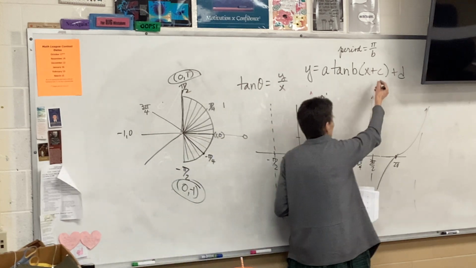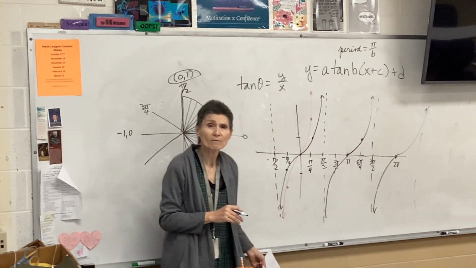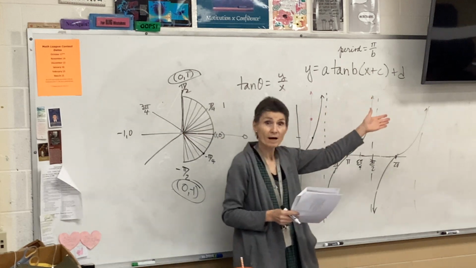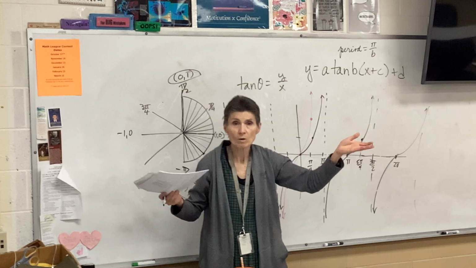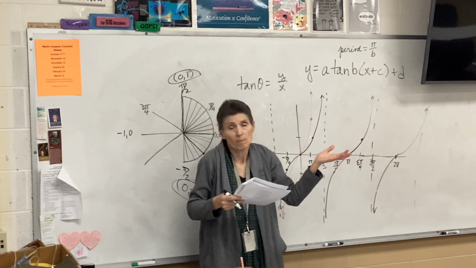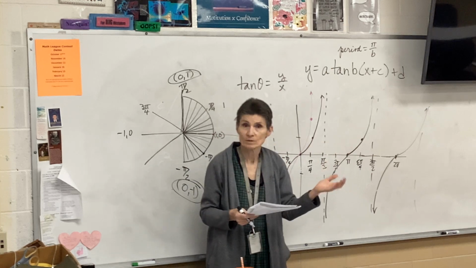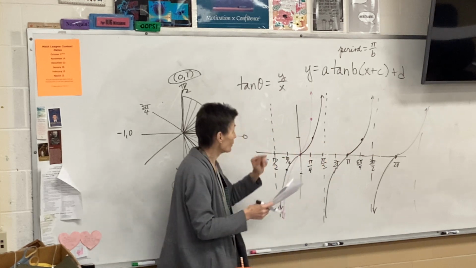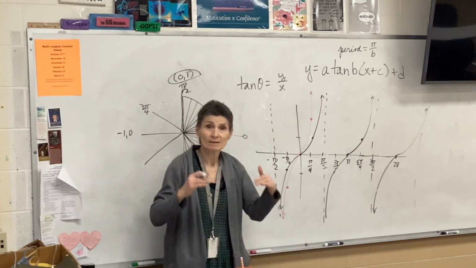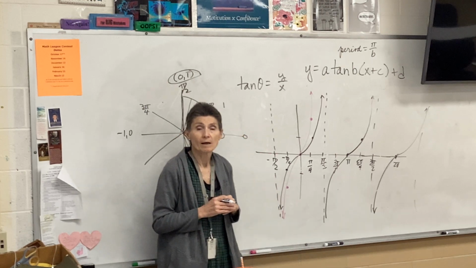This represents the same thing as before. That's your phase shift, horizontal translation. So if it's x plus pi over 4, then you're going to go left pi over 4. If it's x minus pi over 6, you're going to go right pi over 6. That doesn't change, nor does the vertical translation, picking the whole thing up.